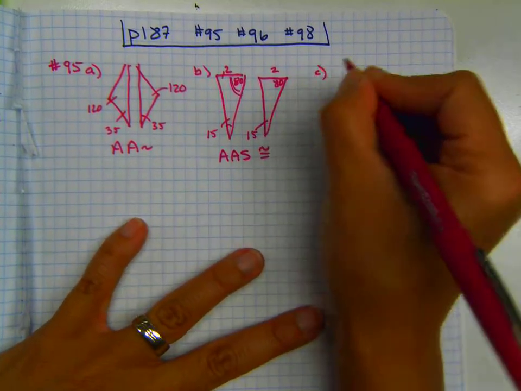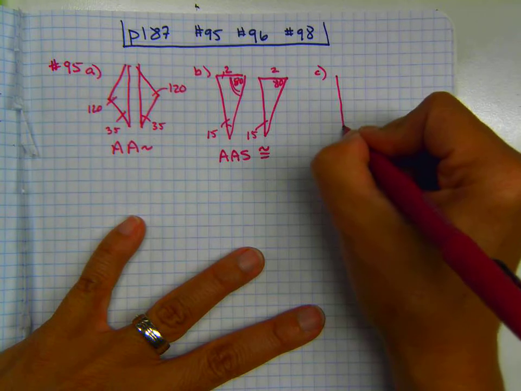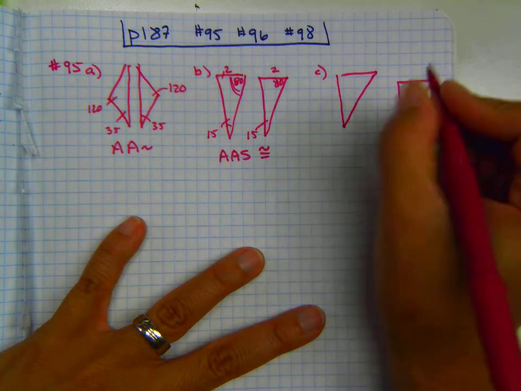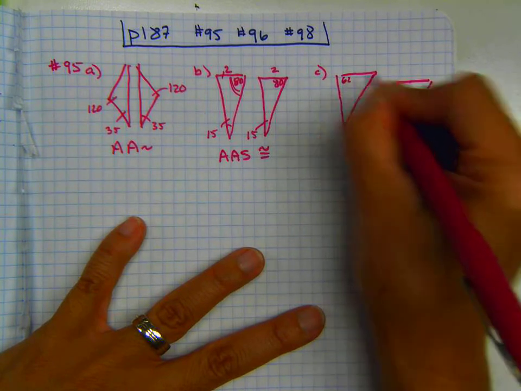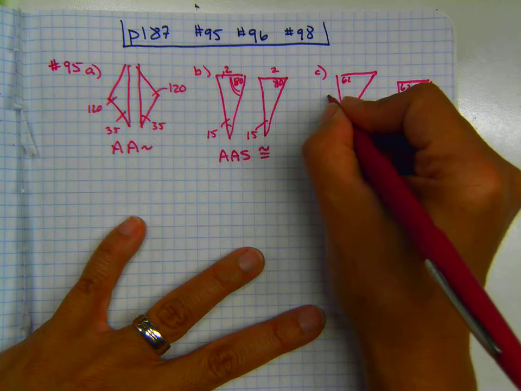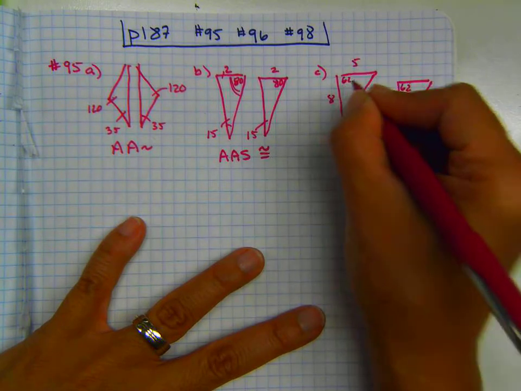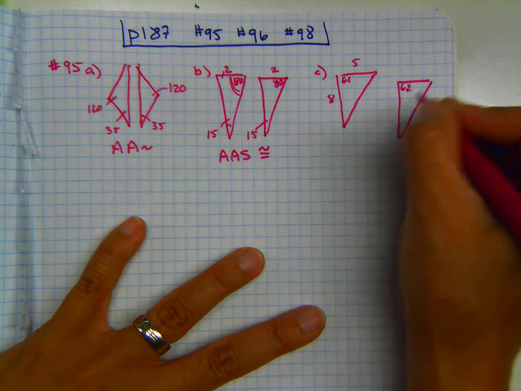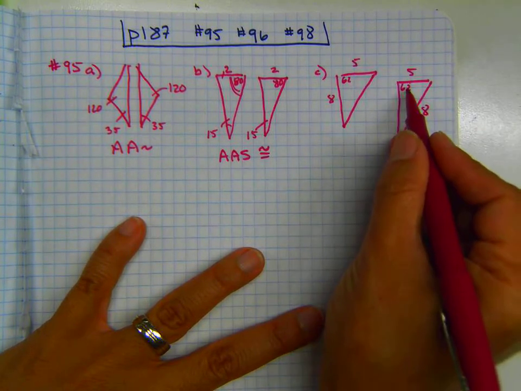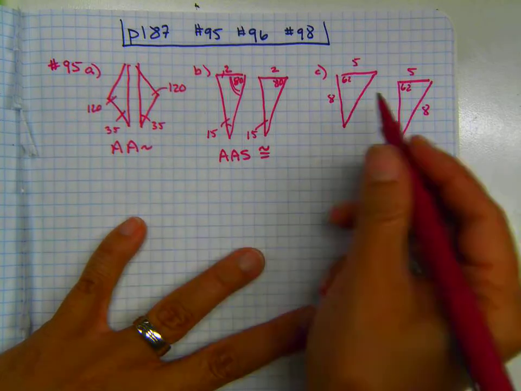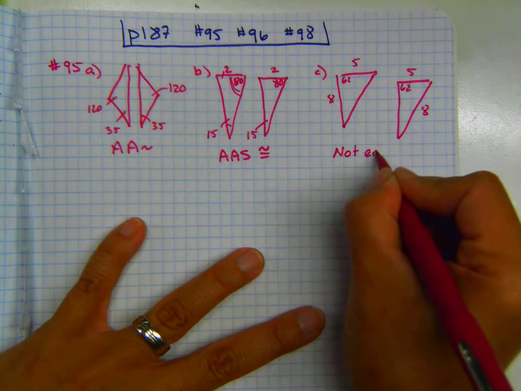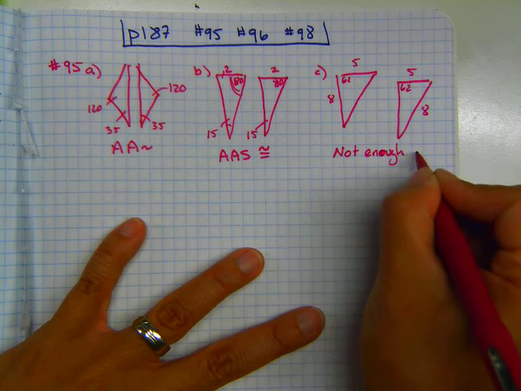All right, and finally, I'm still going to use that same idea of reorienting the triangles so that they're in the same position. So this is 62, this is 62, and there's an 8 and a 5 where the 62 is in the middle. But on this one, the 5 is here and the 8 is down here. The 62 is not in between them. Since it's not in between them, I just don't have enough information. So I'll put not enough info.